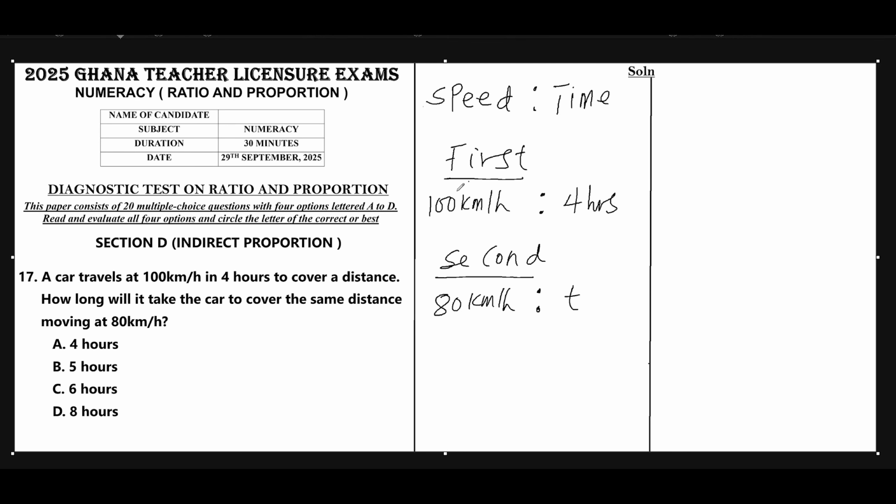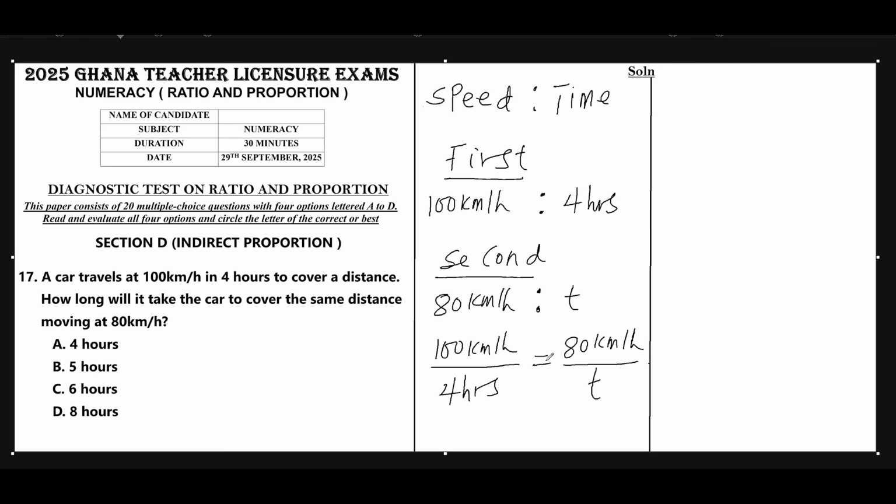So now we are going to change these two into common fractions. So the first instance, 100 kilometers per hour on 4 hours. That is for the first one. And the second one, we have 80 kilometers per hour on t. So that is for the two.